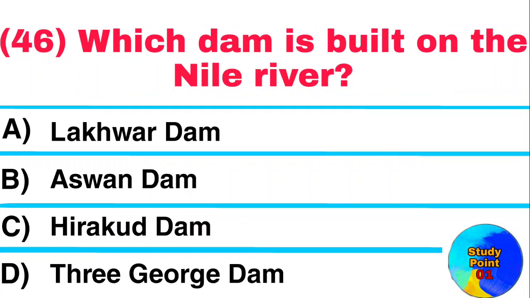Question. Which dam is built on the Nile River? A. Lakhwar Dam, B. Aswan Dam, C. Hirakud Dam, D. Three Gorges Dam. Answer. Aswan Dam.